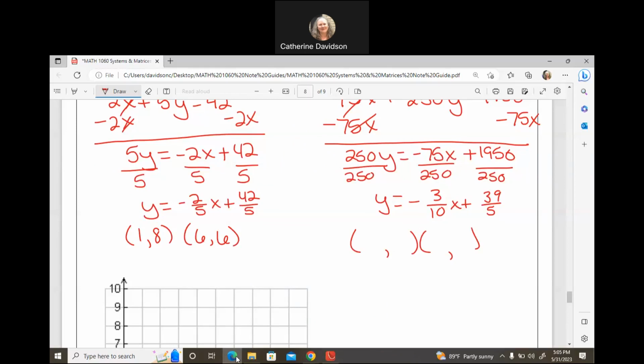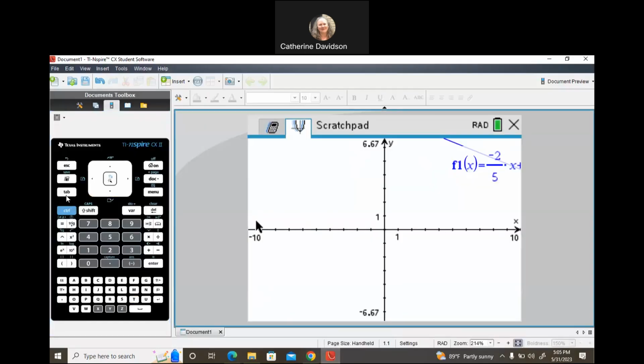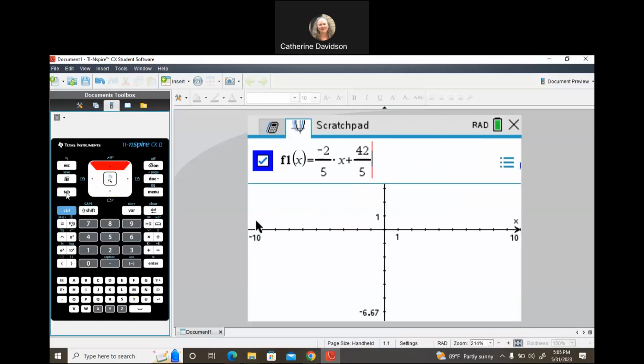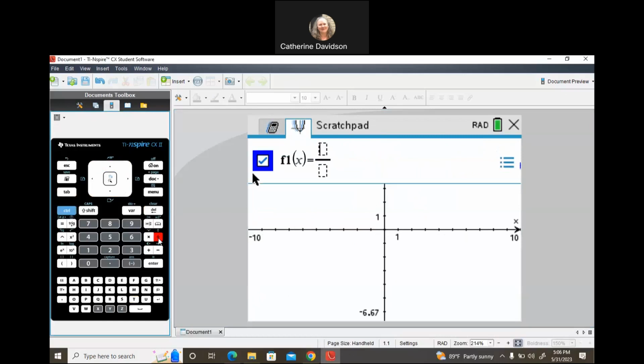Let's put the second equation in and see what we get. Control T, and arrow up. Control delete. Then, oops, let me get the next one. Negative 3 over 10. Let me get that negative out front there. Plus 39 over 5.